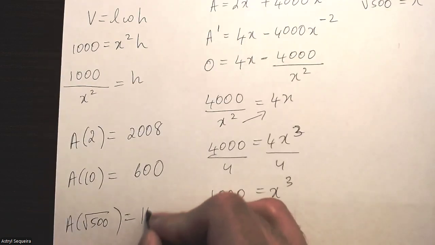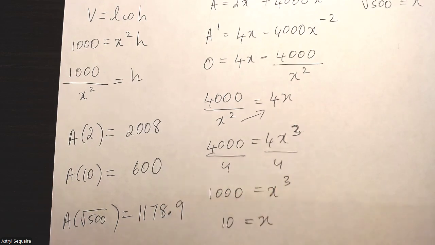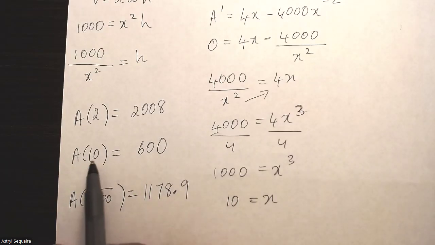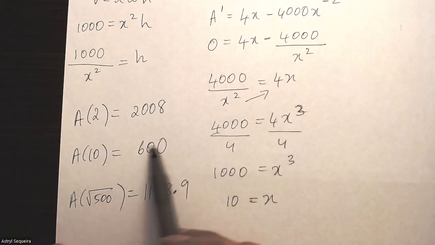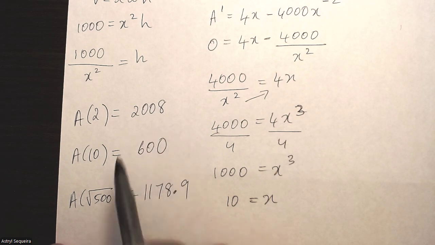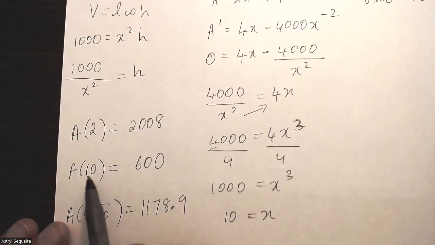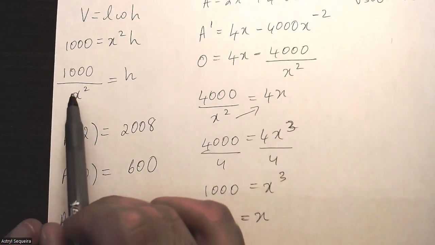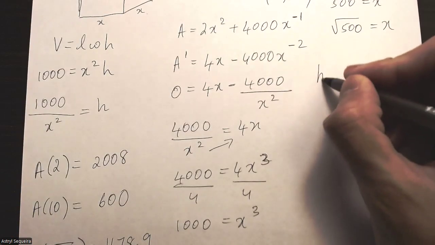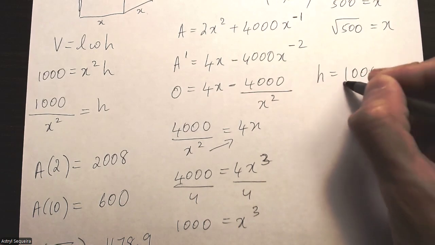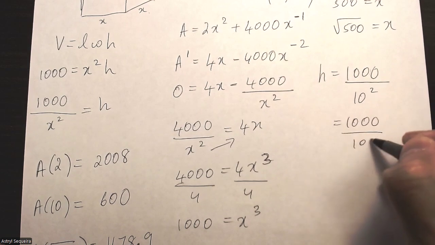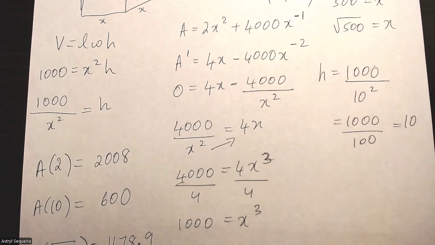I get 1178.9. So if we compare the three areas here, we can tell automatically that when x is 10 centimeters, the area is minimized to 600 centimeters squared. So I know that x should be 10 for this question. And then after that, I'm going to find the height by subbing in x as 10. Do that over here. So h equals 1000 over 10 squared, which is just 1000 over 100, which is 10.